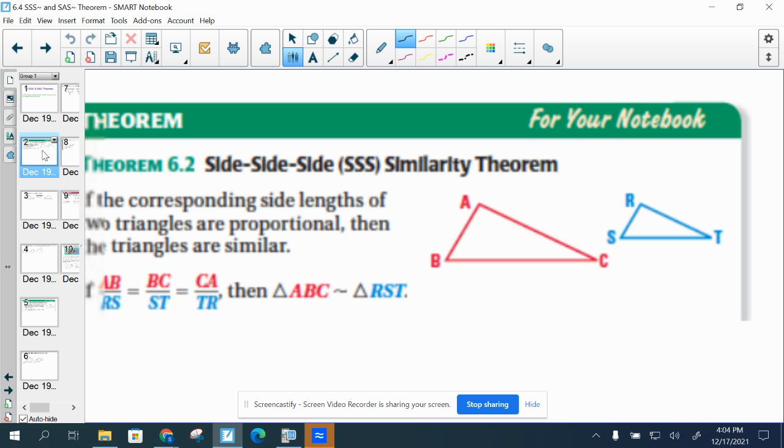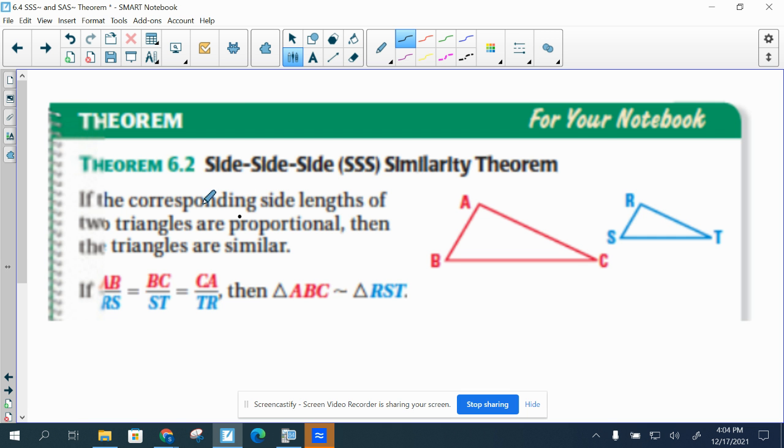The side, side, side one is kind of just like the one for congruence, but with similarity. If you know that three sides of one triangle are proportional to three sides of another, without knowing the angles, then you know that the triangles are similar. Here it shows that AB and RS, BC and ST, and CA and TR are proportional, and then you know that they are similar triangles.